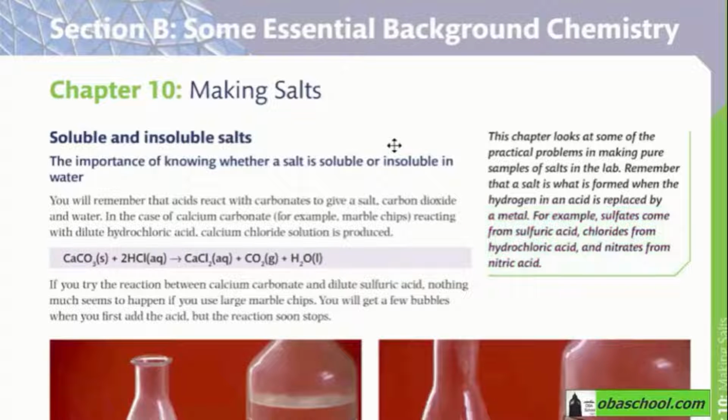Let's start with soluble and insoluble salts, meaning the salts that are able to dissolve and the salts that cannot dissolve. So, the importance of knowing whether a salt is soluble or insoluble in water. We'll see that some salts dissolve in water and others do not. So let's start on page 81.